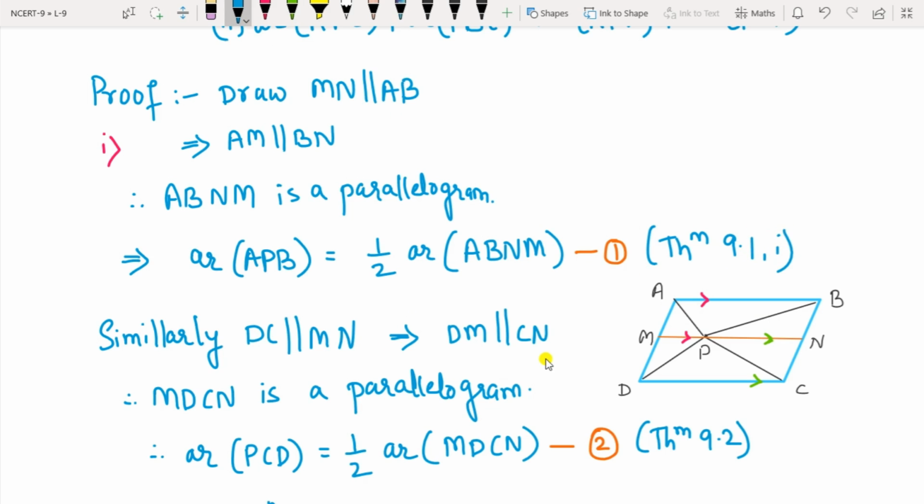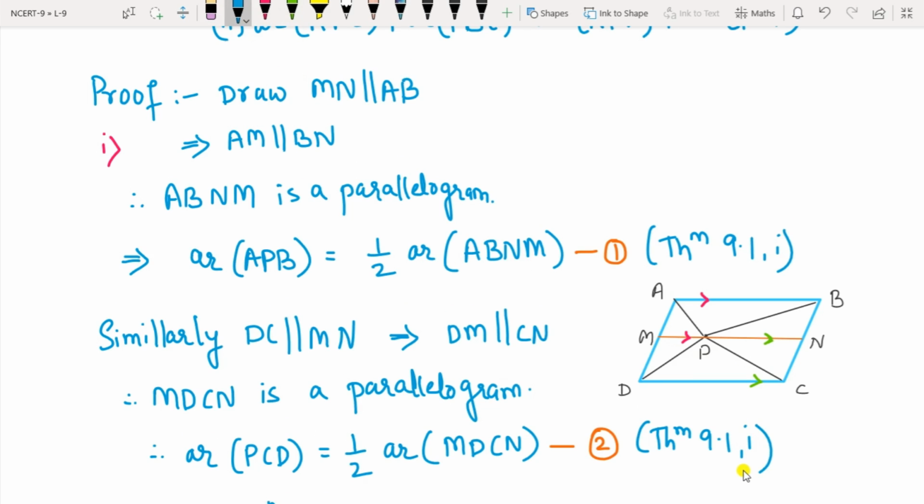Then similarly consider this triangle at the base, that is the lower triangle. Here MN is also parallel to DC. With this green arrow I have shown MN is parallel to DC, and therefore, since two opposite sides are parallel, it becomes a parallelogram, and the area of this triangle PCD will be half of the area of parallelogram MDCN. That is your equation 2. That is theorem 9.1 part 1.